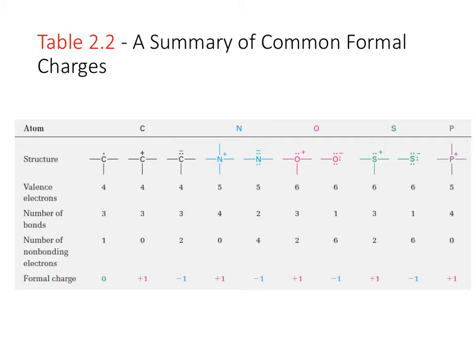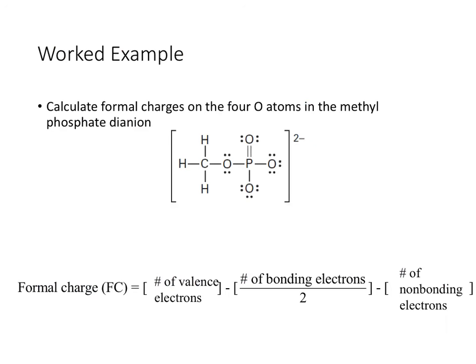This chart summarizes common formal charges for carbon, nitrogen, oxygen, sulfur, and phosphorus based on how many bonds they have. If you look through here, it gives the valence electrons, which will always be the same as the group number for the element. And then depending on the bonds and the non-bonding electrons, you use the formula to get to the formal charge. But let's try this. Let's calculate the formal charges on the 4 oxygen atoms in this methyl phosphate dianion.